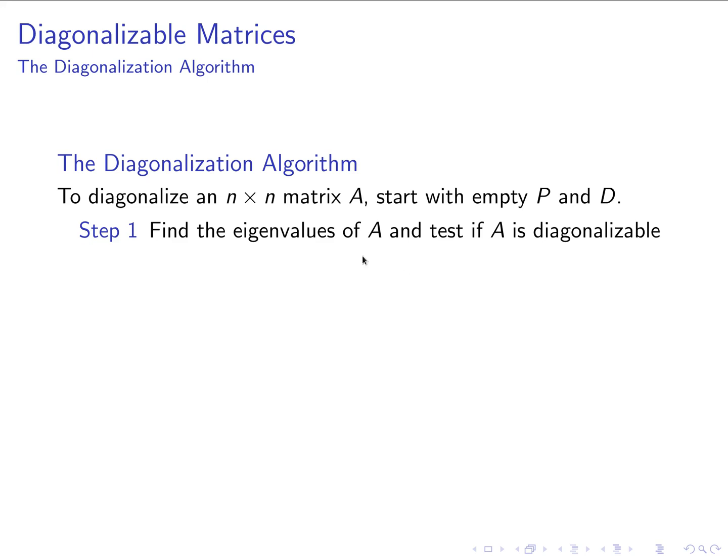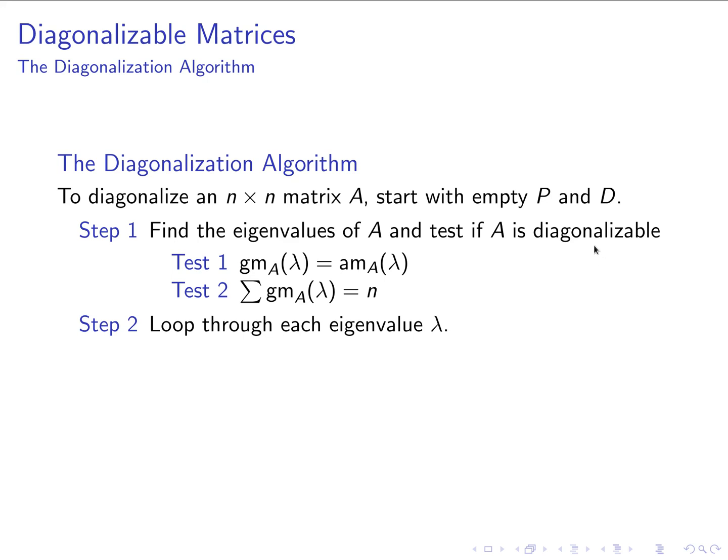In step 1, we find the eigenvalues of A and test whether or not A is diagonalizable. Remember, there are two ways to do this. We can either check that each geometric multiplicity matches the algebraic multiplicity, or we can sum the geometric multiplicities up and check that the sum is equal to the size of the matrix. Now, of course, if our matrix fails the diagonalizability test, it's impossible to find our factorization A equals P times D times P inverse. So we terminate the algorithm here.